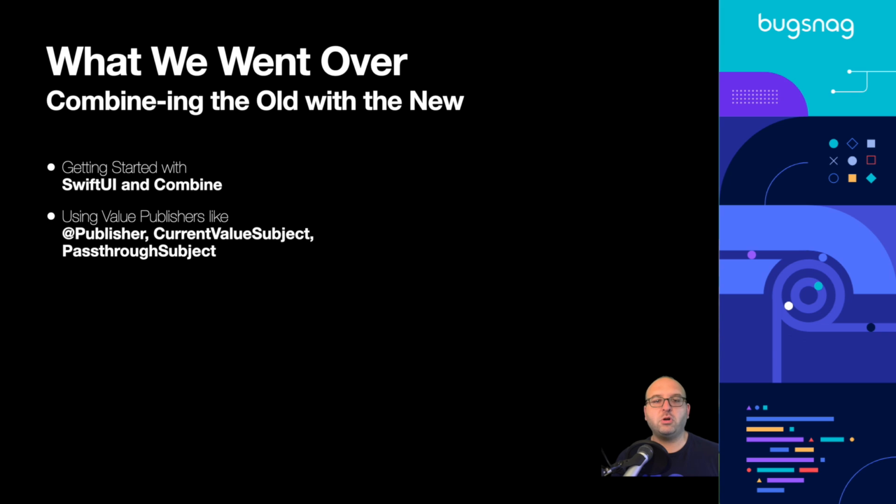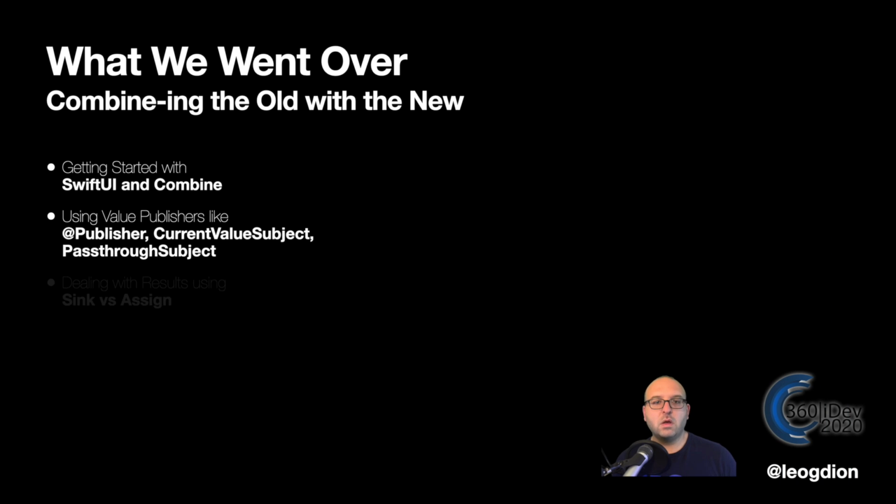We talked about using value publishers like the Published property wrapper, CurrentValueSubject, or in the cases when we don't need to store the value, there's always PassthroughSubject as well. When dealing with results, we talked about either passing in a closure, using sink, or assigning it to a property using assign. And similar to how UIKit demands that changes to the UI happen on the main dispatch queue, we have to make sure we do the same thing with SwiftUI and Combine.